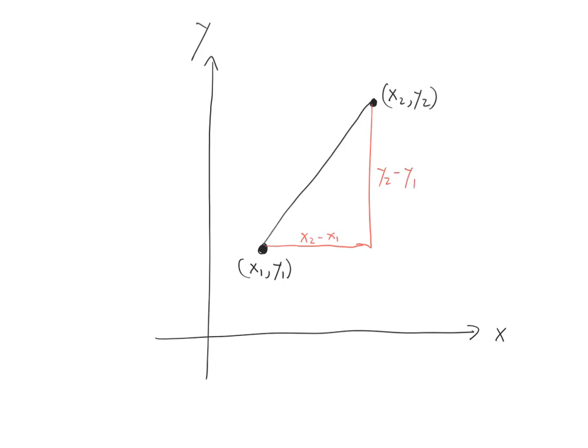Therefore, the length of the hypotenuse, which is the distance between the 2 points, that's what we're looking for, is simply the square root of x2 minus x1 squared plus the difference between their y-coordinates squared. And there you have it. This is the distance between 2 points.